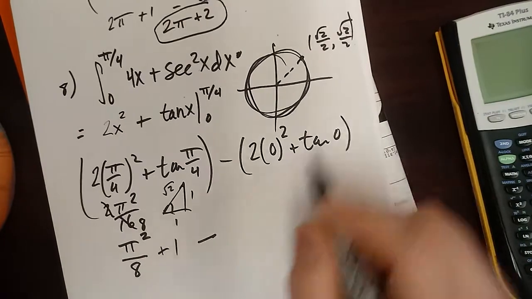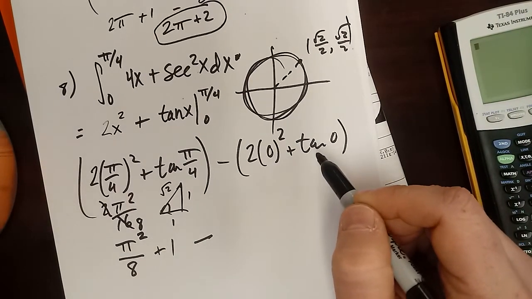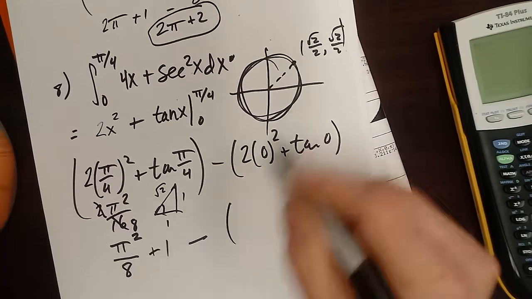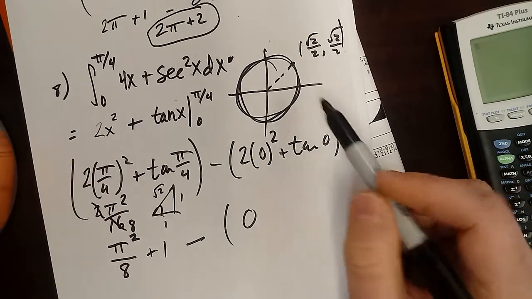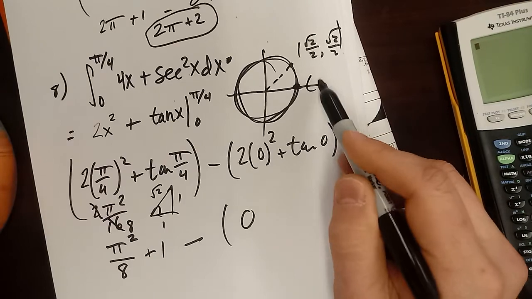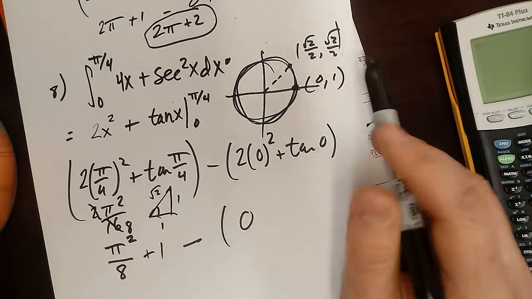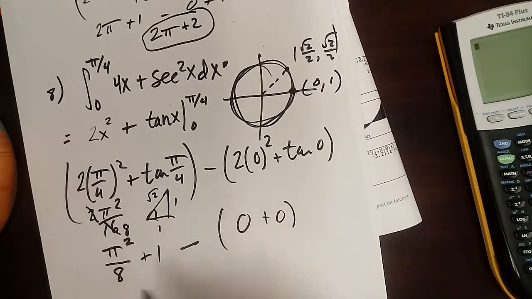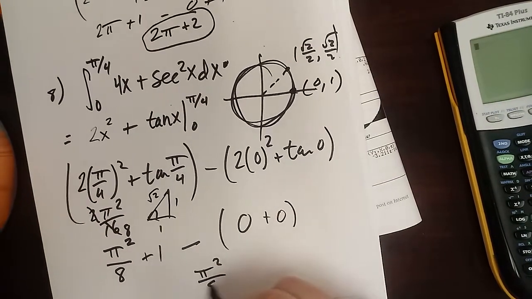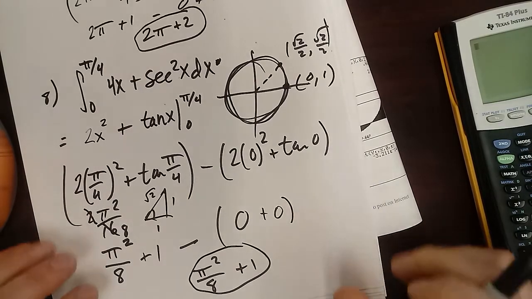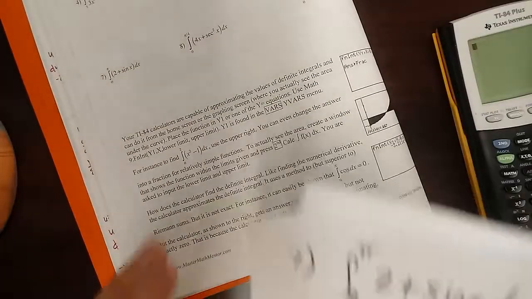Then this one, tangent of 0. Excuse me. We'll just remember that this first part's 0. Tangent is 0. What's our tangent? Well, at 0, y was 0, x was 1. 0 divided by 1 is 0. Oh, so it's just pi squared over 8 plus 1. There we go. All right, and number 9.